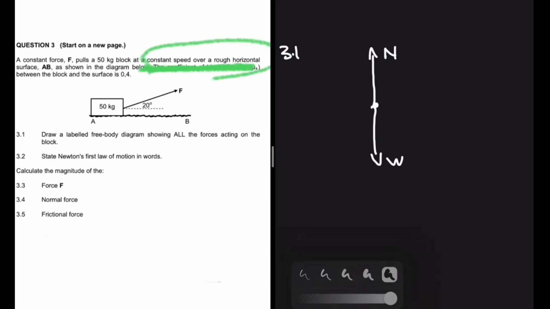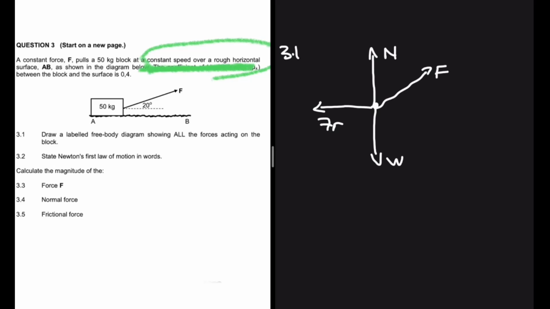So we're going to have frictional force in the opposite direction of the applied force. So we have F here, which is our applied force, right? Frictional force is always parallel to the surface. It's never at an angle, right? And then now the second question, 3.2, pretty much straightforward.